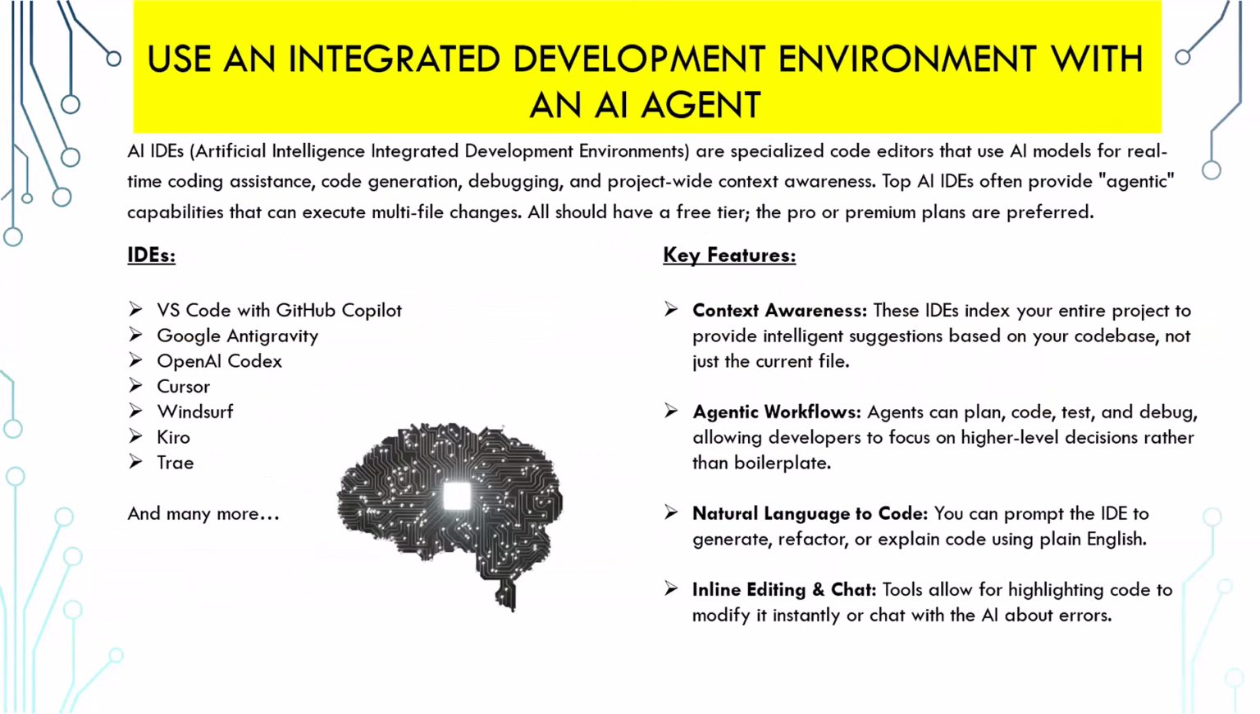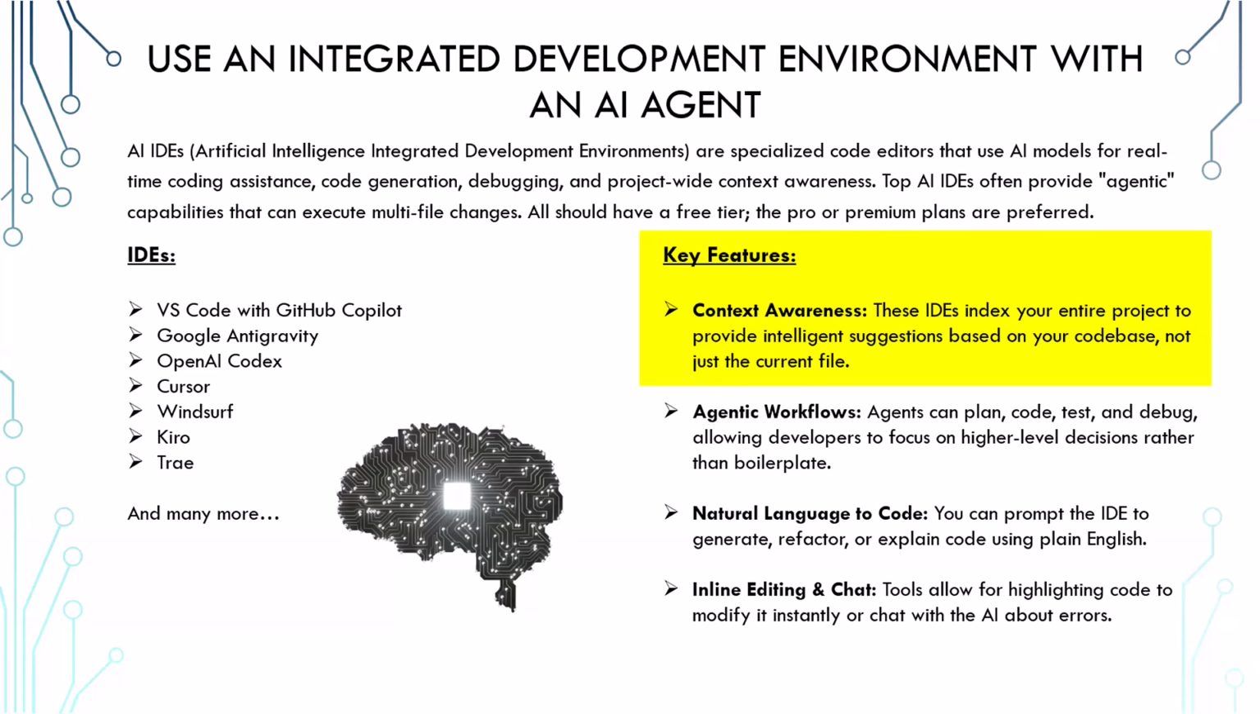So now that we got that out of the way, how did I do this? I did this with an integrated development environment that has an AI agent. There's a whole bunch of new AI IDEs coming out. You're probably very familiar with Visual Studio Code that has GitHub Copilot. I believe there's also a Claude Code extension too, but there's Google Anti-Gravity, there's OpenAI Codex and Cursor and many more. The key feature is that these specialized code editors can do agentic capabilities.